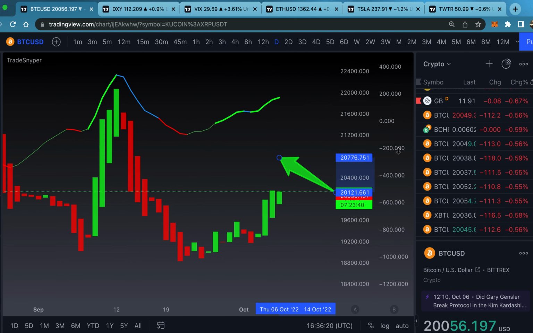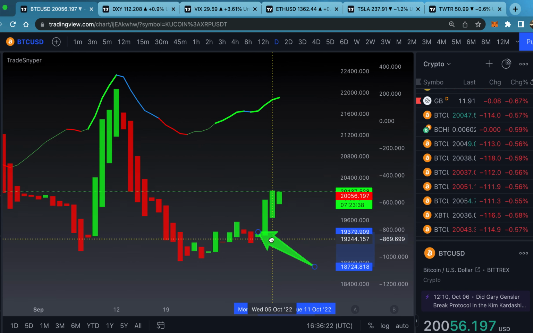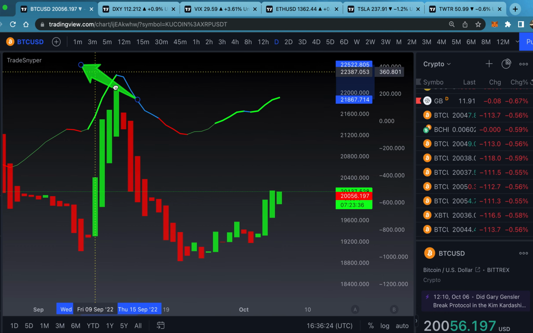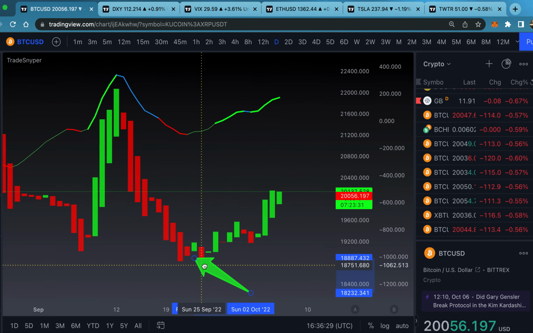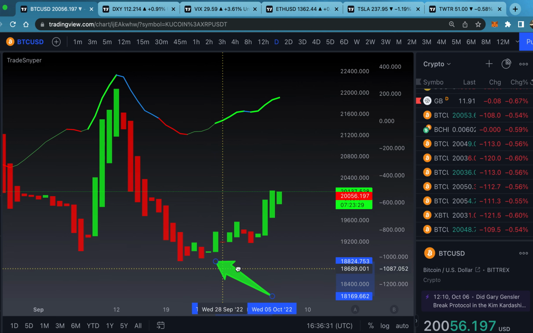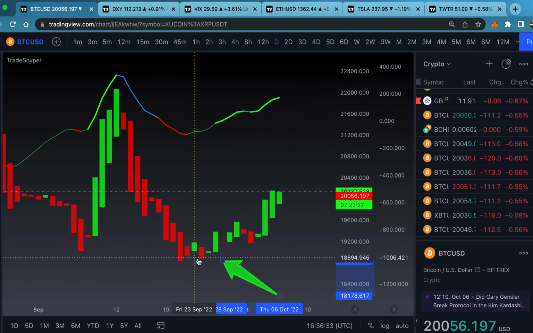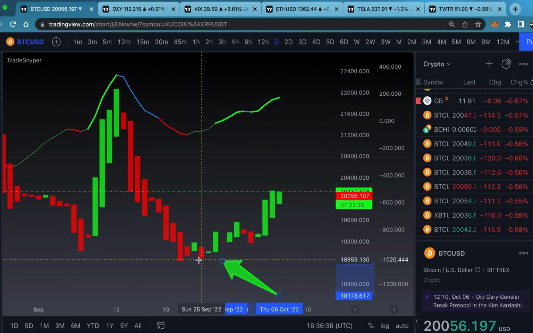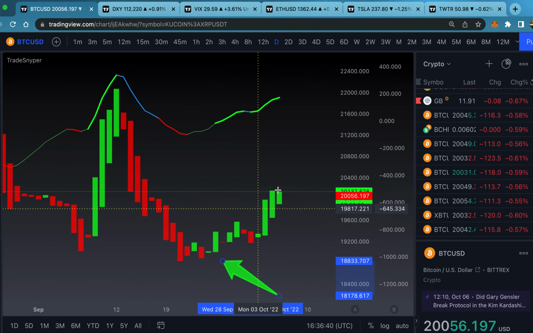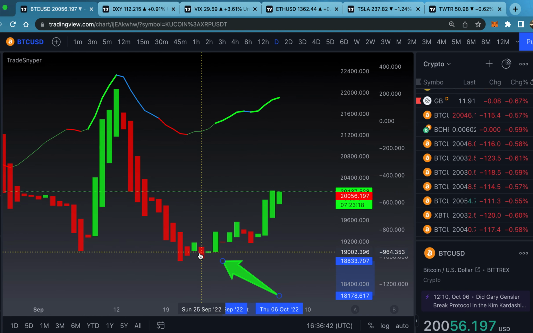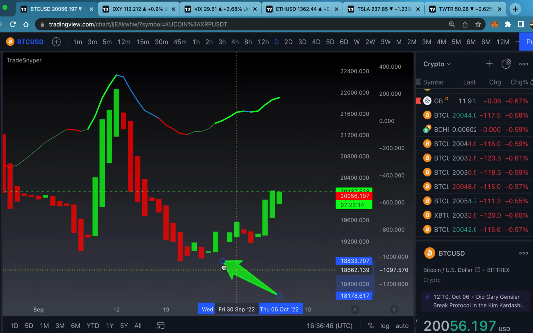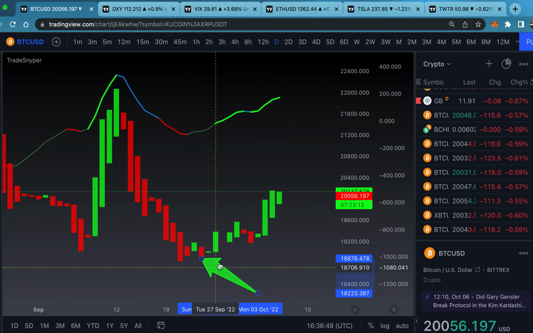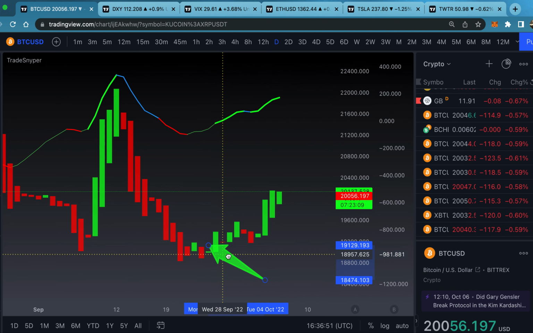So as we take a look at the daily, we'll notice here that the Trade Sniper indicator flipped from red to green right back here at around 18,000. And this was around September. Basically, once this flipped green, this would have been the perfect entry to make a short-term trade. So this would have got you in here on the daily, and you would have rolled it all the way up and flipped hyper green right here.